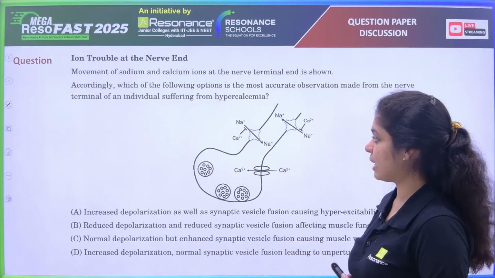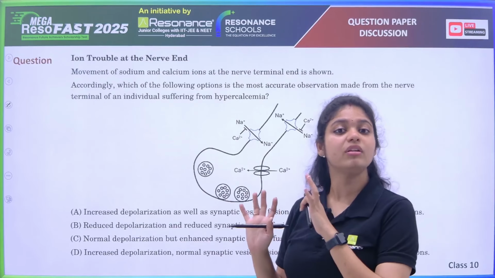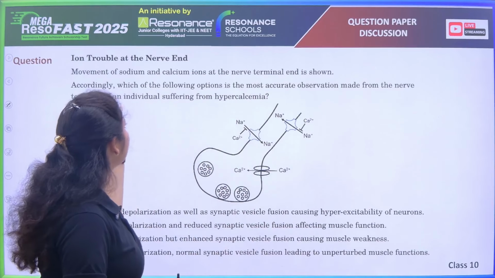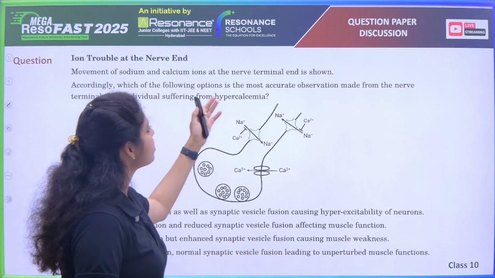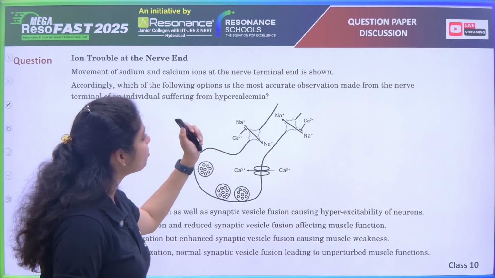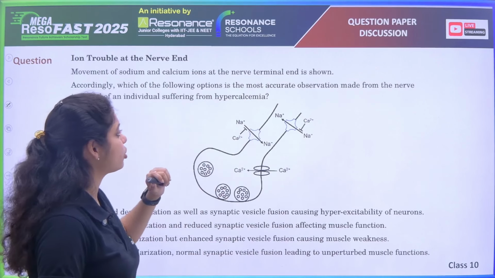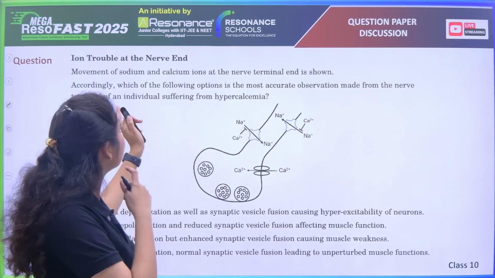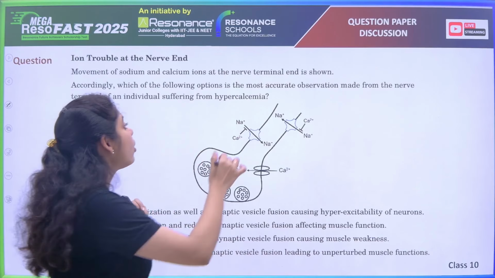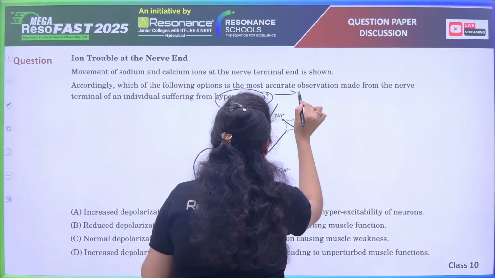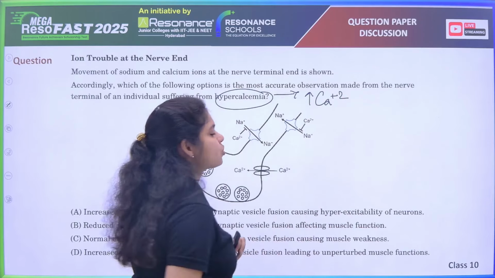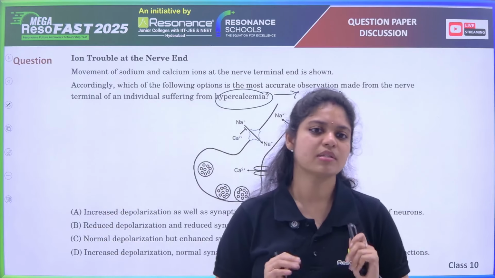Next question says, this is a question about the nerve. Okay, it is from the neural control. If you see this question, movement of sodium and calcium ions at the nerve terminal end is shown. Accordingly, which of the following options is the most accurate observation made from the nerve terminal of an individual suffering from hypercalcemia? What is hypercalcemia? Hypercalcemia is increased Ca2+.